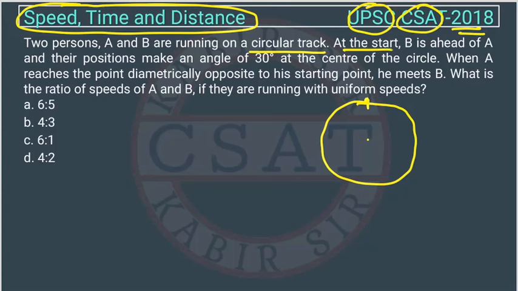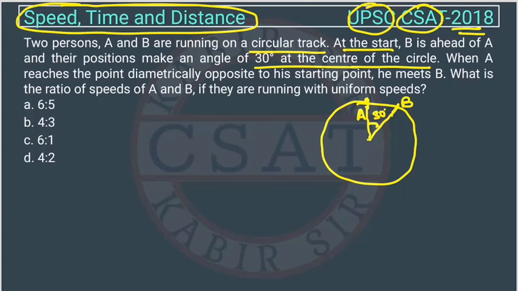At the start, B is ahead of A. So suppose A is standing here, B is ahead of A. Suppose this is B. And their positions make an angle of 30 degrees at the center of the circle, right? So this angle is 30 degrees.